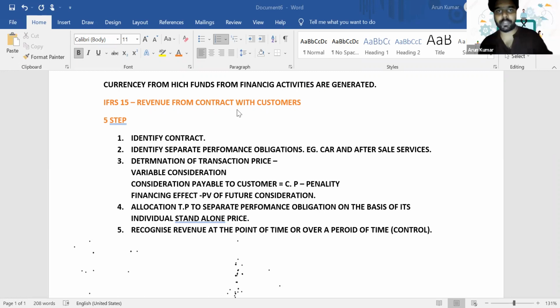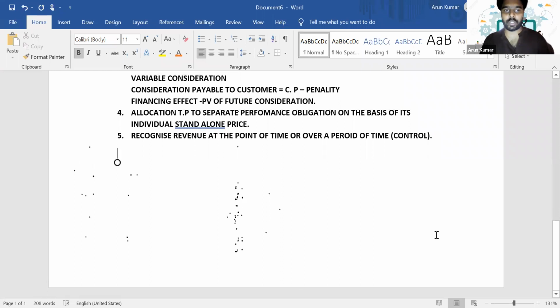Okay, guys. So this is the first main part we have to learn with respect to IFRS 15 from F7. They can test any of these steps in your revenue recognition part. And apart from this, in F7, we need to know about the principal agent relationship.